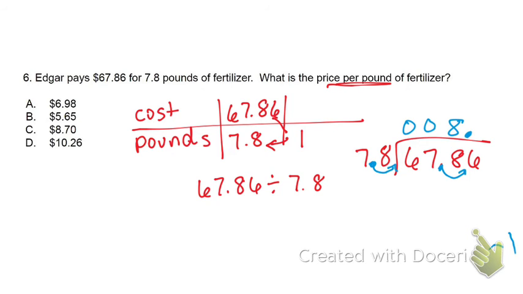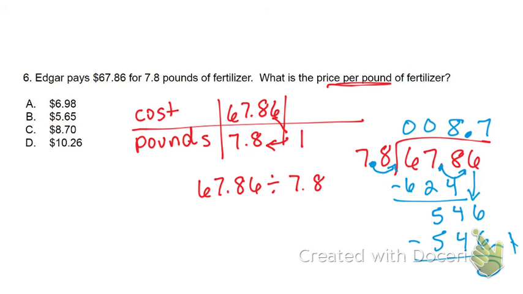So when I go through and I multiply here, 78 times 8, I get 624. And I'm going to subtract and get 54. I bring down the 6. And I get a 7. 78 times 7 is 546. So my answer is 8.7, which that's money because we're looking up at the cost. So it's $8.70.